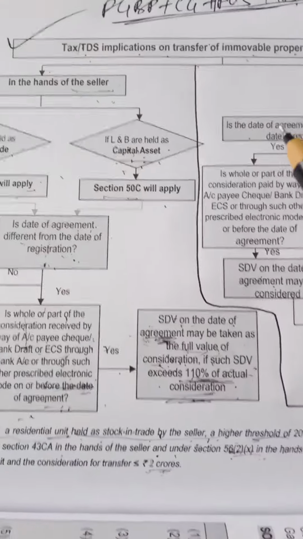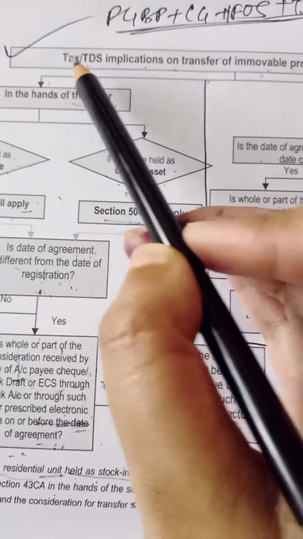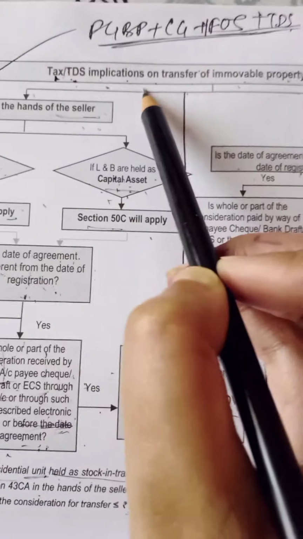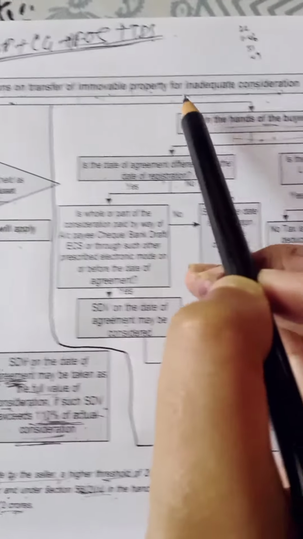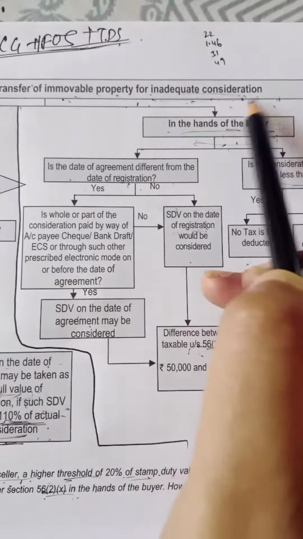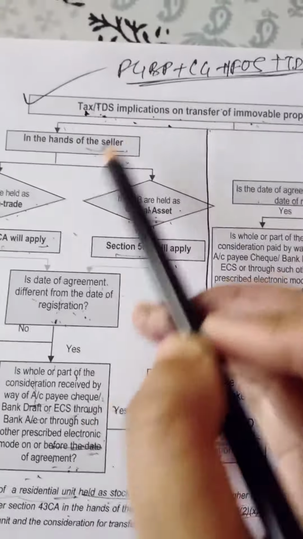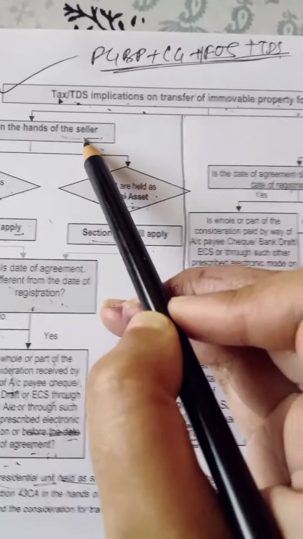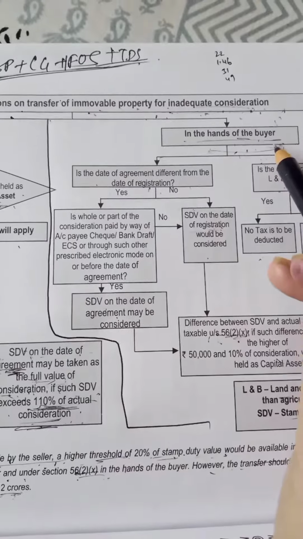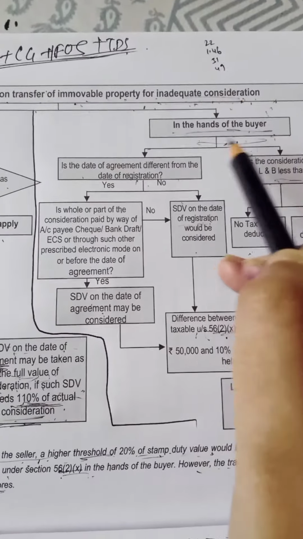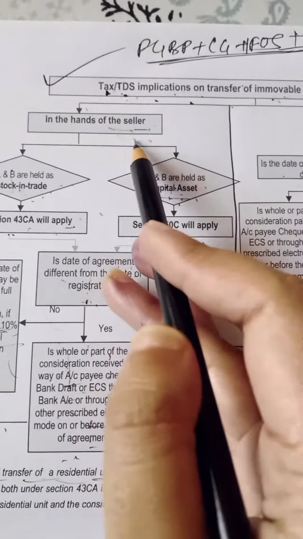Hello everyone. Today in this video I will discuss tax and TDS implication on transfer of immovable property for inadequate consideration. First case in the hands of seller and second in the hands of buyer. In the hands of buyer, I will discuss in my next video. In the hands of seller.